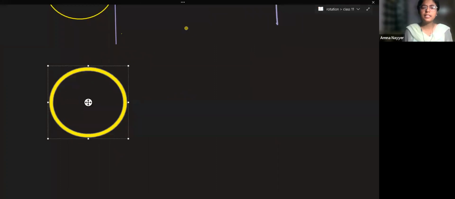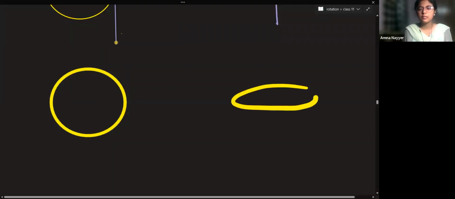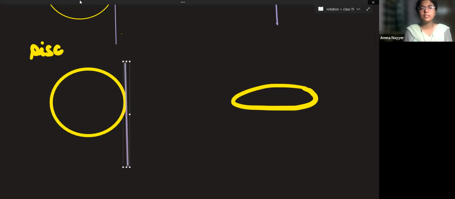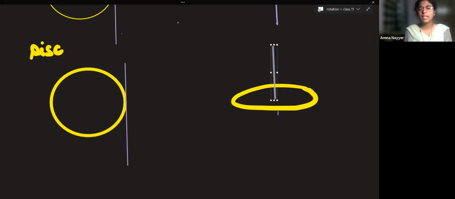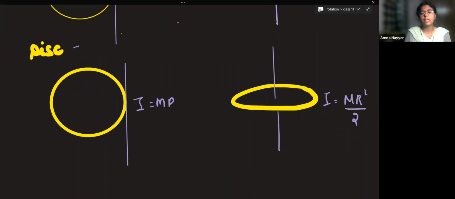This is, let's say, a disk I have taken. Both the planes I'm saying. So this is a disk. One axis will be parallel to the diameter. So for a disk, moment of inertia for this surface becomes MR square by 2. For this one it becomes MR square by 4. This you have to remember.